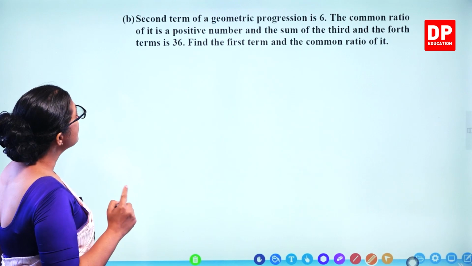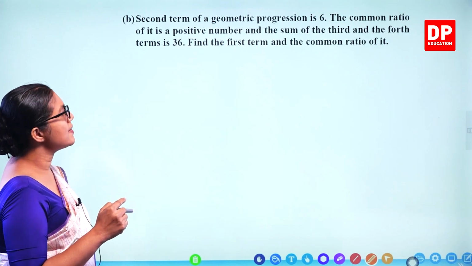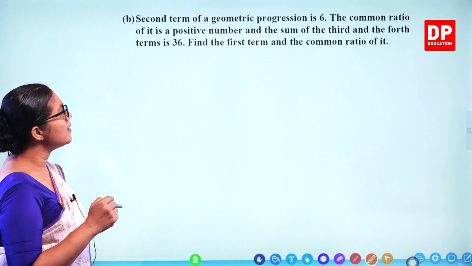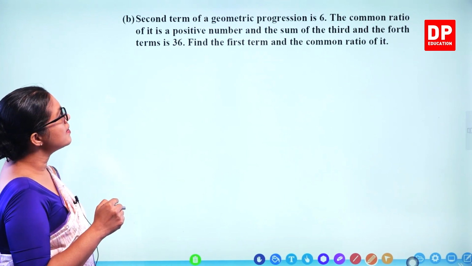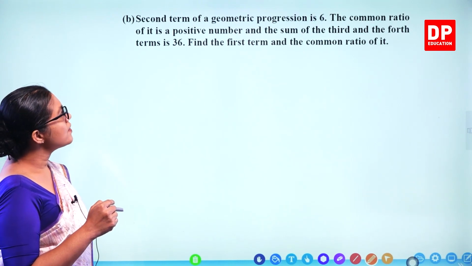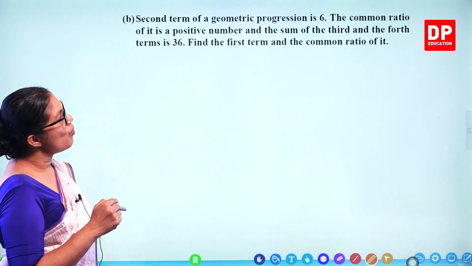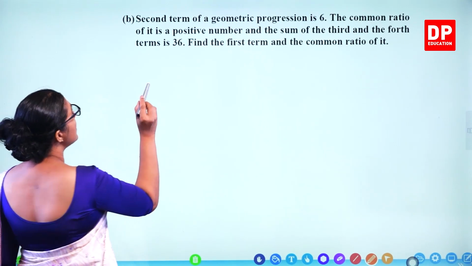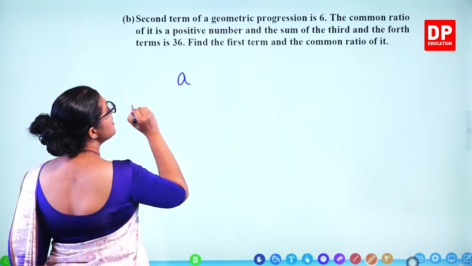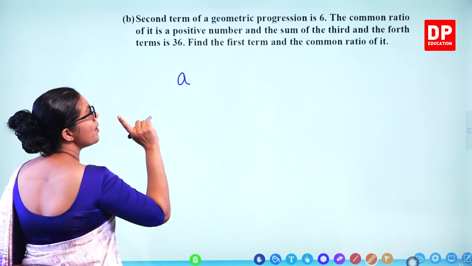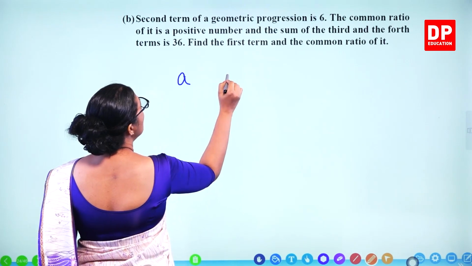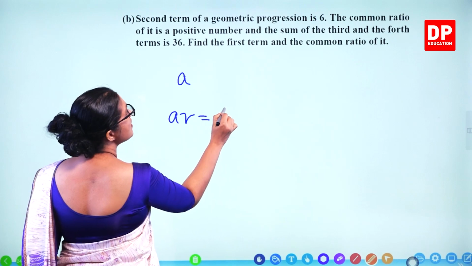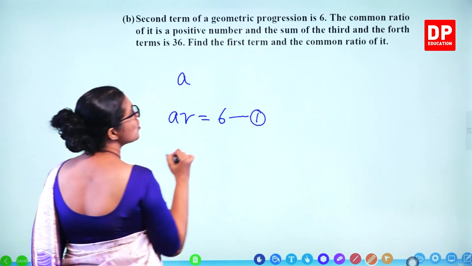Part B. The second term of a geometric progression is 6. The common ratio of it is a positive number and the sum of the third and the fourth term is 36. Find the first term and the common ratio of it. So this is now a geometric progression. If the first term is a and the common ratio is r, what's the second term? ar. That's given as 6. That's your first equation.